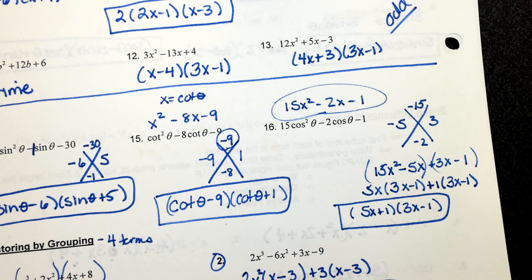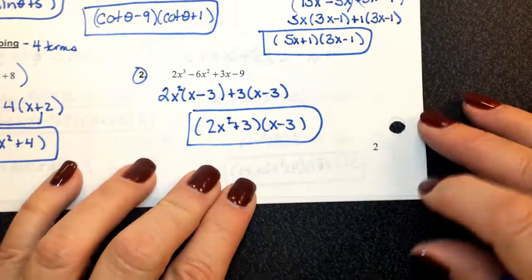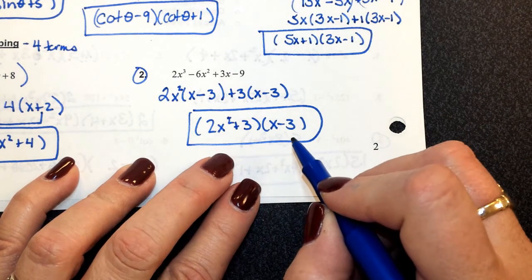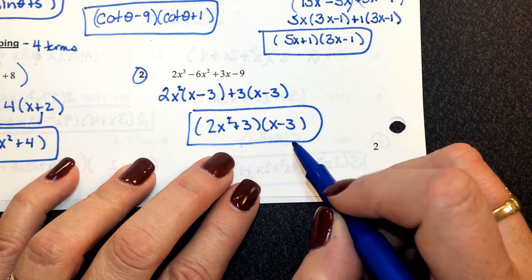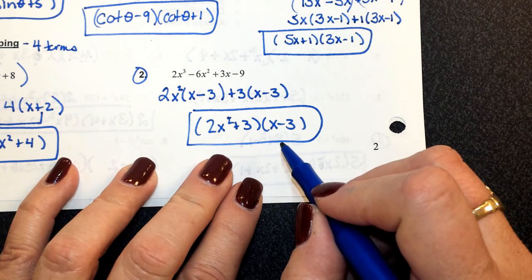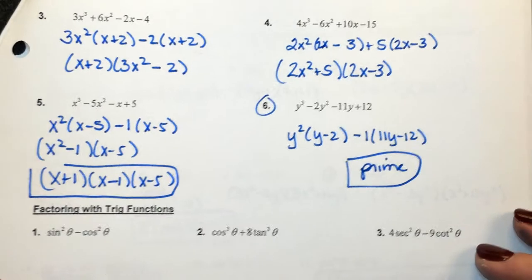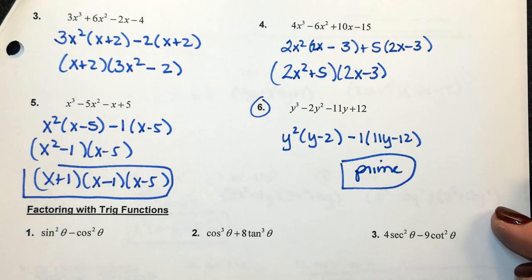All right, ladies and gentlemen. So, what did we come up with for number 2, 2x squared plus 3 times x minus 3? Shh, guys. Any questions on number 2 for the grouping? And then for the next 4, like I mentioned, guys, don't force it if it's not there.